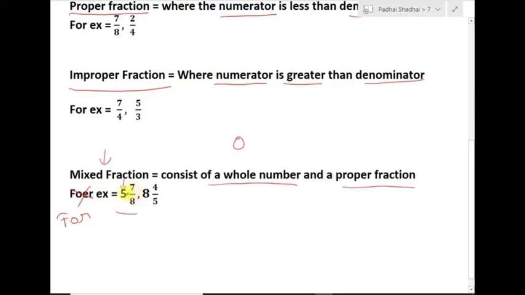Similarly here, 8 integer 4 by 5. Remember it, beta, how to read it. 5 integer 7 by 8, similarly 8 integer 4 by 5. 8 is a whole number and 4 by 5 is a proper fraction.